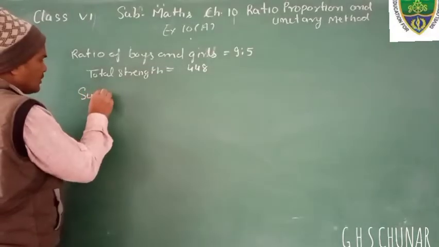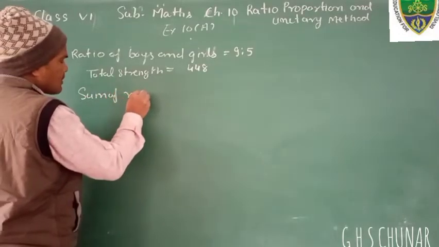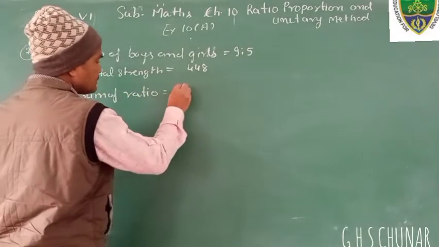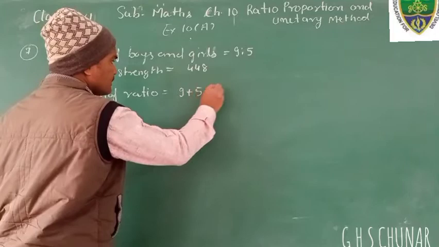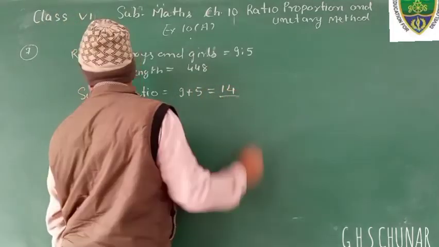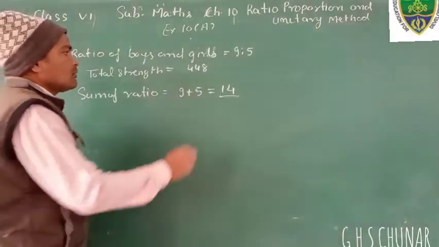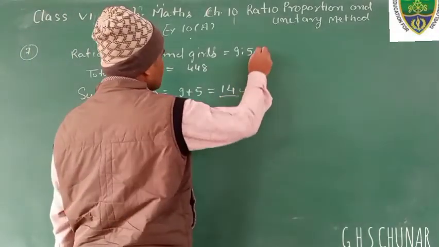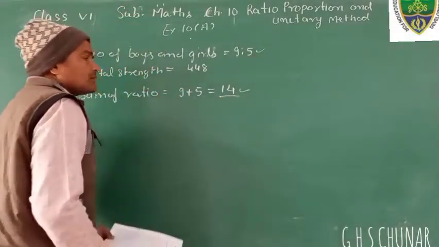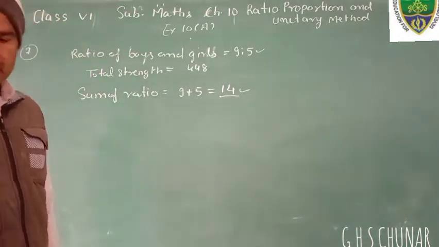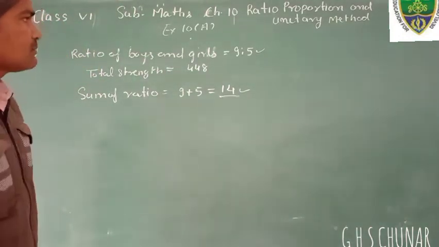That is the sum of ratio, that is 9 plus 5. It is 14. From here, you can observe that if the total number of students be 14, the number of girls will be 5.